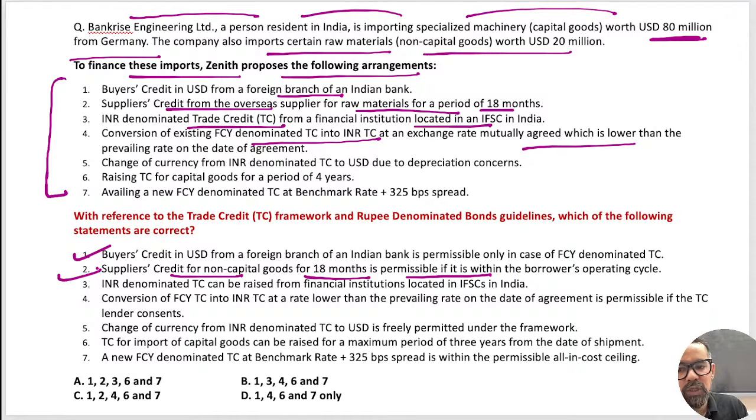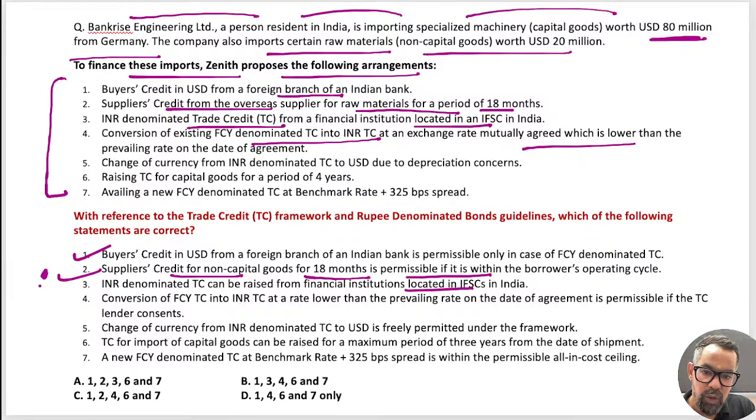For non-capital goods it is permissible. For capital it is, no, sorry. For non-capital goods it is 18 months. The company deals with machinery and raw material and all. Okay, this we have to check again. You remember that time? The next one: INR denominated trade credit can be raised from the financial institution located in IFSC.